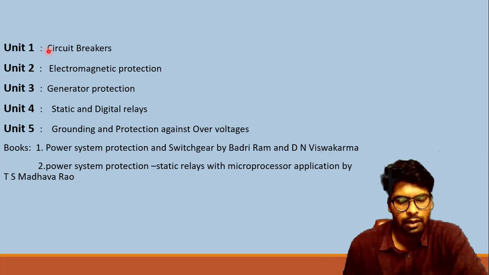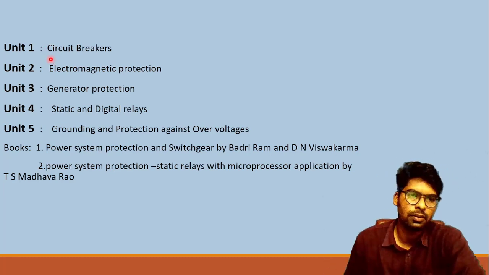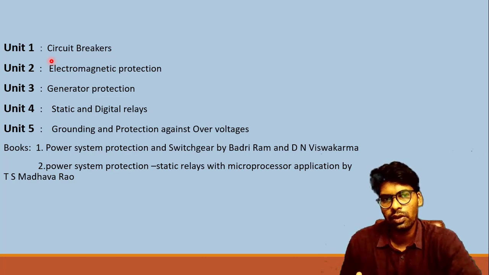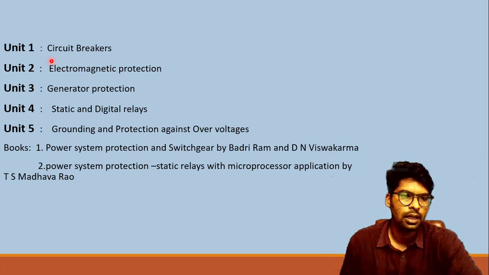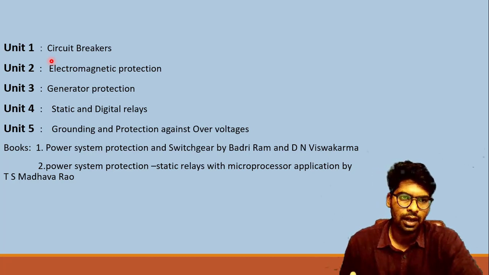We'll deal with different circuit breakers like oil circuit breaker, air blast circuit breaker, vacuum, and SF6 gas. These are the fluids used in circuit breakers to quench the arc. And later we'll deal with something very important that we see every day in our homes, like MCB and MCCB.